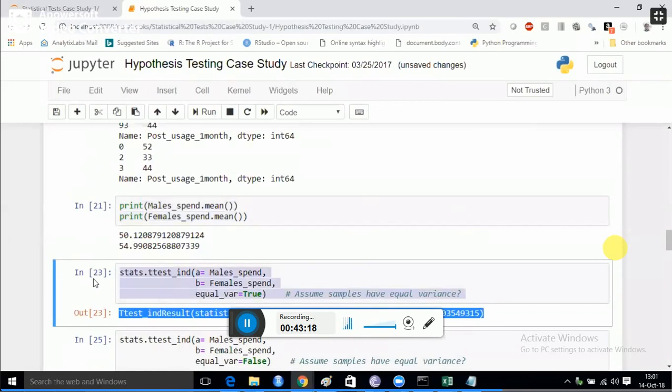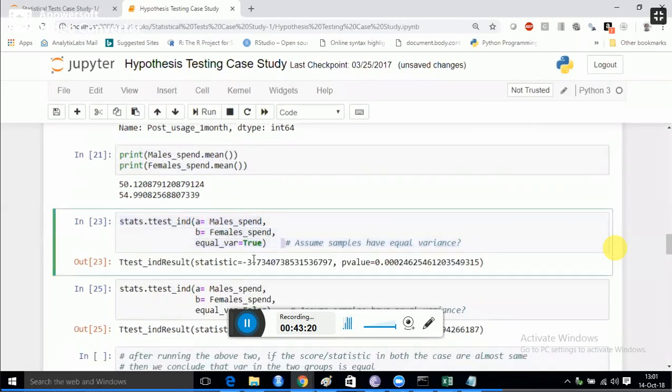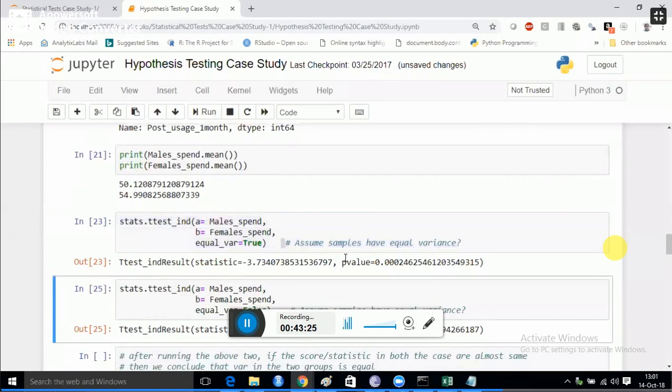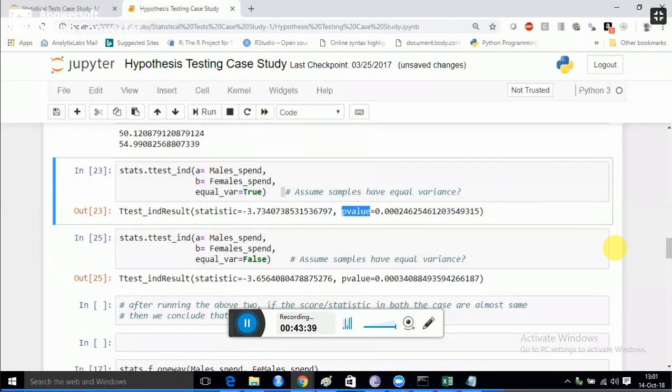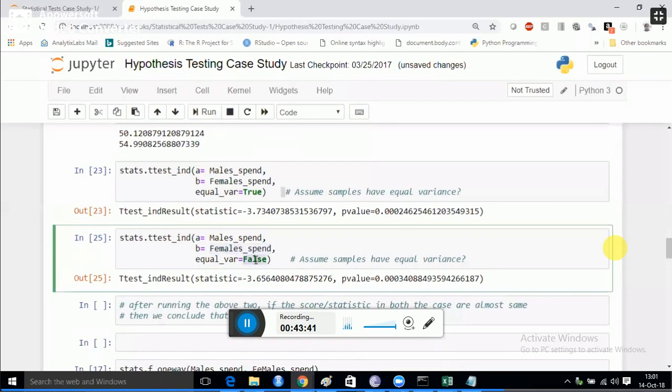Clear? And anyways, let's say if this is coming as minus 10 and this is coming as minus 3.6, you'll also find a huge difference between p-values. You might observe that one p-value might be high, the other p-value might be low. Yes, we don't know, but still, that's the reason why we are looking at this statistic. And in that case, we will assume that variance is not equal. Equal variance is equal to false.